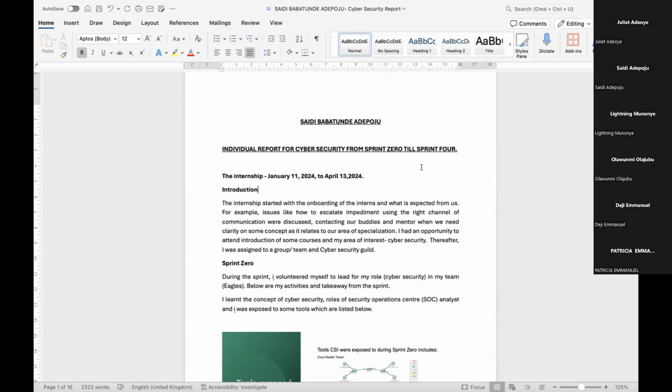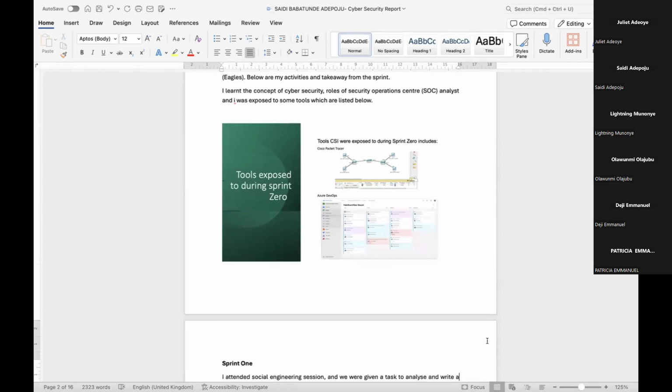Sprint 1, I volunteered to lead the cybersecurity role in Team Eagles. I learned the concept of cybersecurity, the roles of a security operations center analyst, and I was exposed to some tools, which were listed below. Tools like Cisco Packet Tracer. We did an analysis on that, and the session was taken by James. He walked us through how to connect different routers using Cisco Packet Tracer. Also during Sprint 0, I was introduced to the Azure DevOps board, how to navigate through the board, how to write tasks and the like.